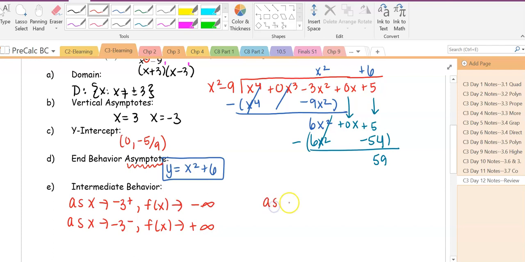All right, and then our other ones are as x approaches +3 from the right and +3 from the left.